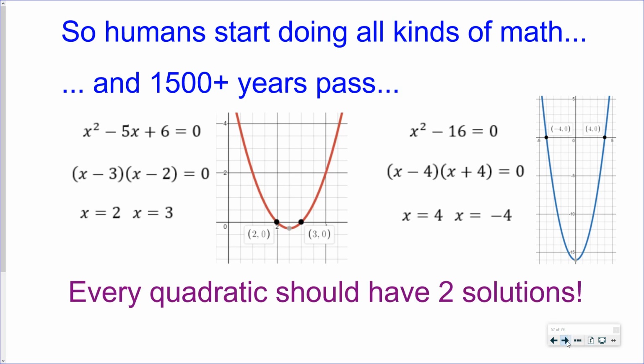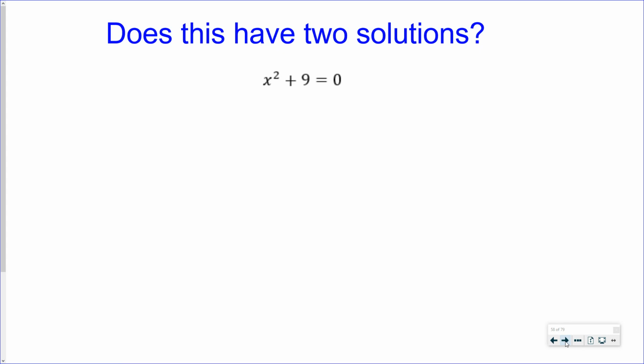And we start to come up with this idea that every quadratic should have two solutions. And this idea ingrains itself, and it's a useful way of thinking of algebra. In fact, it kind of leads to the statement of the fundamental theorem of algebra, which you'll get to later on next year. But there's a problem, and the problem is this. When you've got something like x squared plus 9, how many solutions does it have?